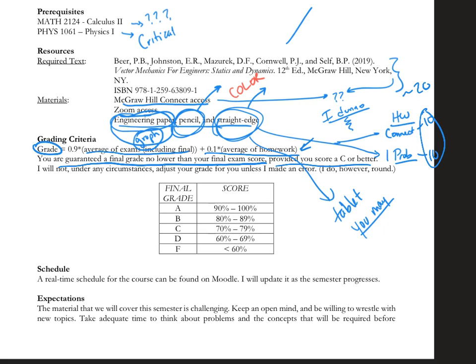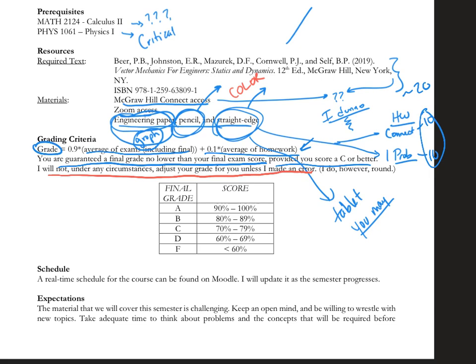I'm a cold-hearted jerk when it comes to grading, so I will not under any circumstances adjust your grade unless I made an error. I don't play the, do I like you? Does it appear that this person is working hard? Does it appear that this person's going through a lot? I can't judge those things, and so I don't. That's cold and heartless, but it's really the only way to be fair. So that's really the only place where I will be mean.